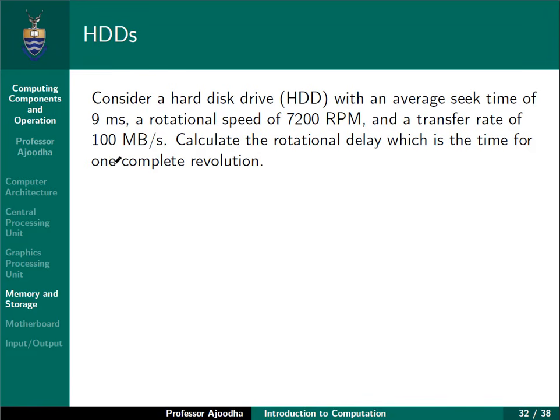Okay, so let's look at this particular question. It says here, consider a hard disk drive with an average seek time of 9 milliseconds, a rotational speed of 7,200 rotations per minute, and a transfer rate of 100 megabytes per second. We need to calculate the rotational delay, and that's the time for one complete revolution. We're given that the rotational speed here is 7,200 rotations per minute.